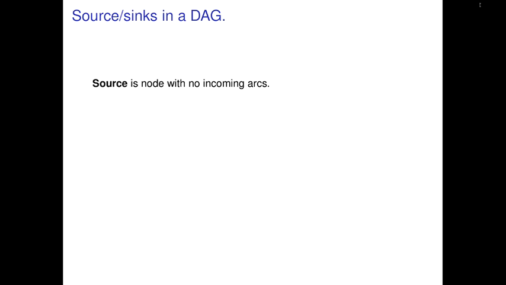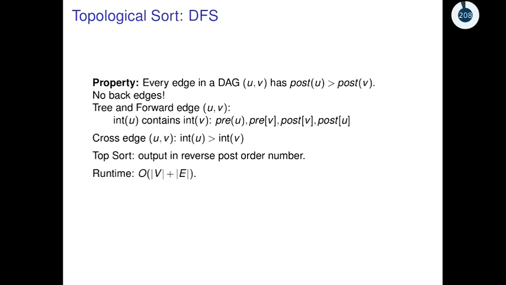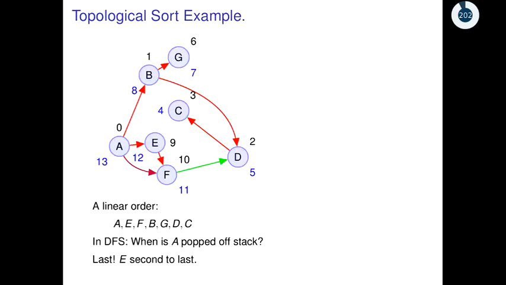As you saw before, a source is a node with no incoming arcs. So let's look at an example. Where's the source here? A is the only source. What if I removed A? If A is a source, do I know I could put it first in the topological sort? Right? There's nobody who's going to have an arc that comes back to it.